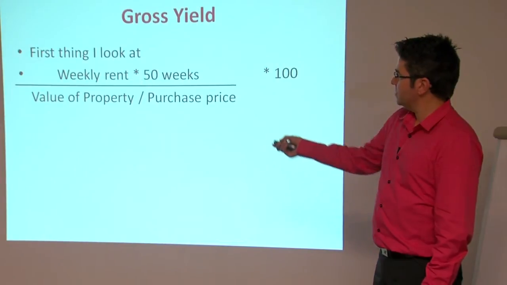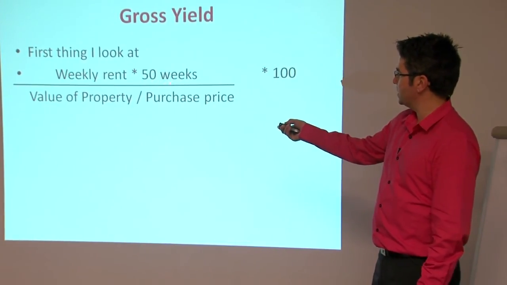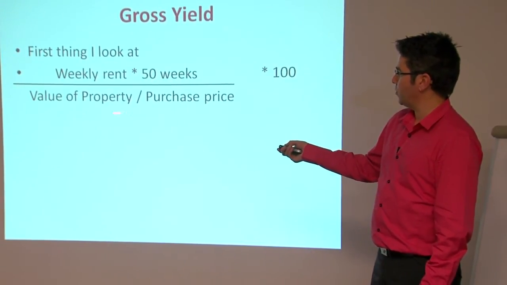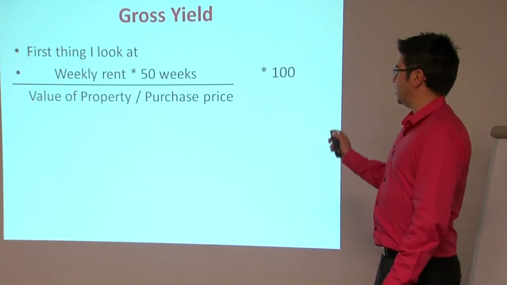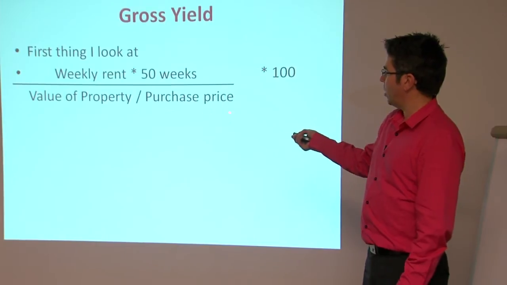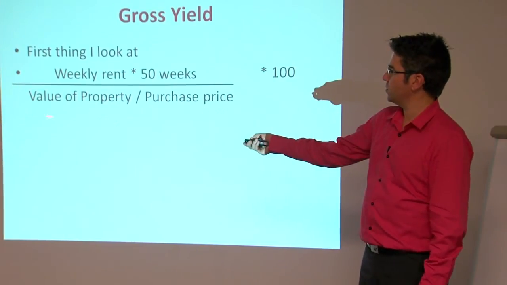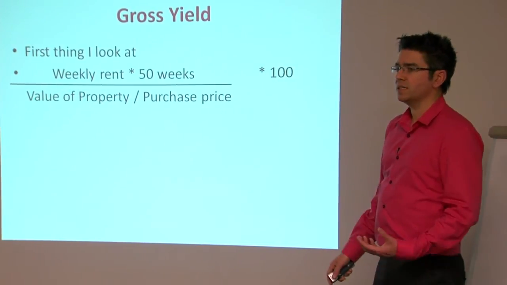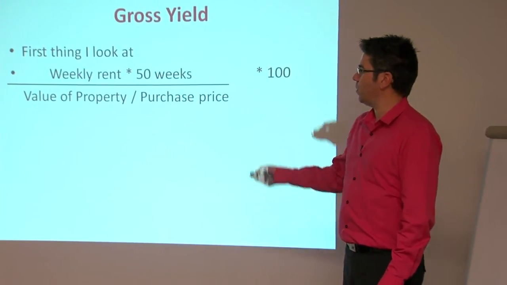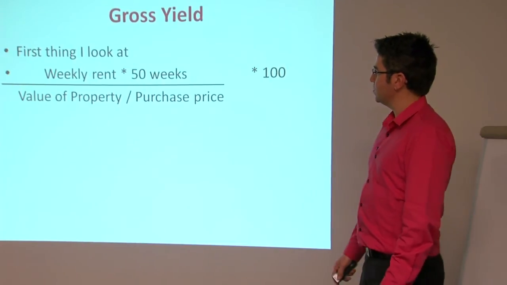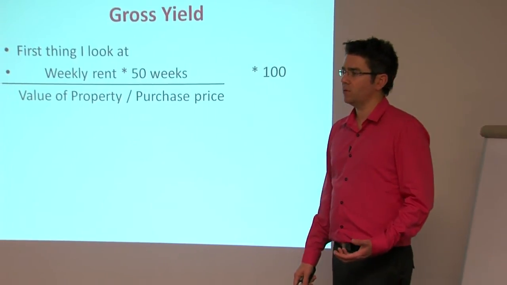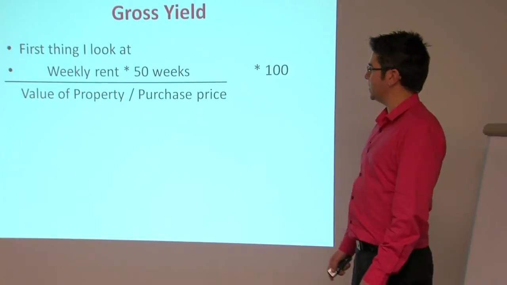It's the weekly rent times 50 weeks divided by the value of the property, and times 100 to give you a percentage. So if you're just purchasing a property, I would use the purchase price. If you've owned the property for a while, you need to be realistic and put in the real value of what the property actually is. I always work on 50 weeks because normally out of 52 weeks you miss a couple of weeks, so hence the 50.